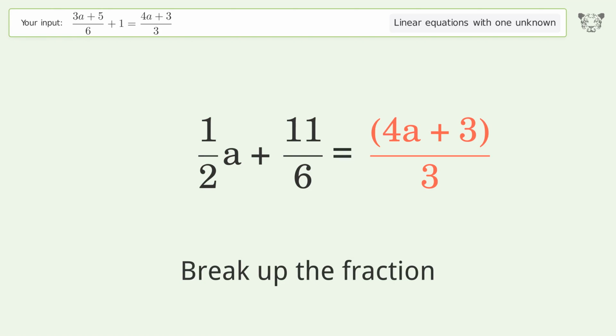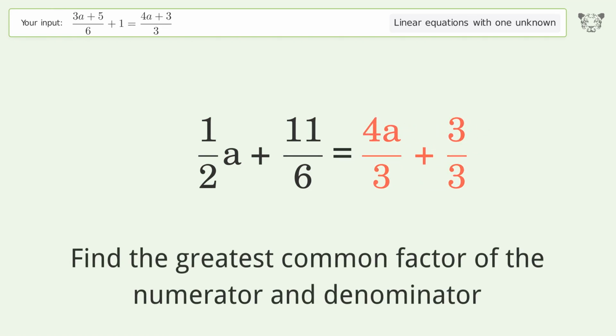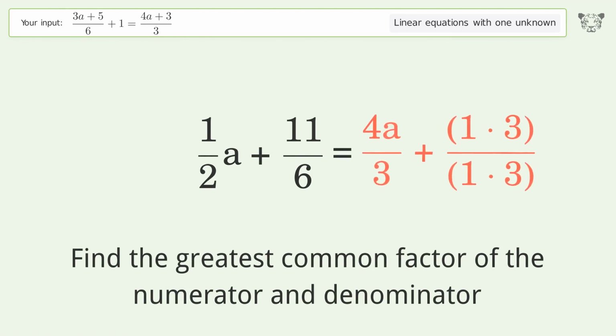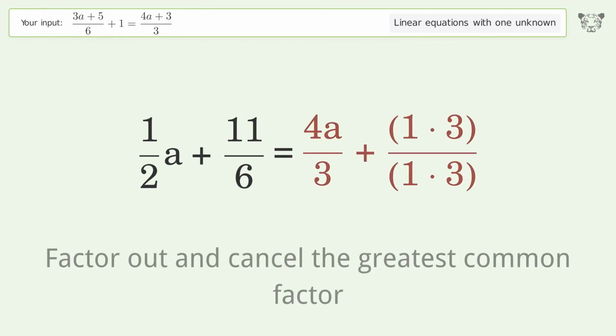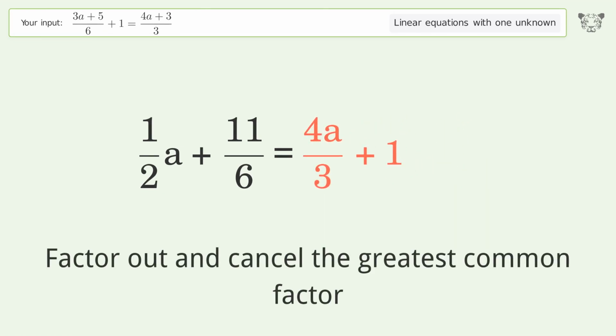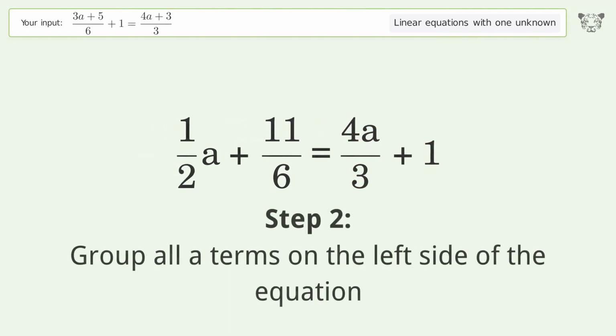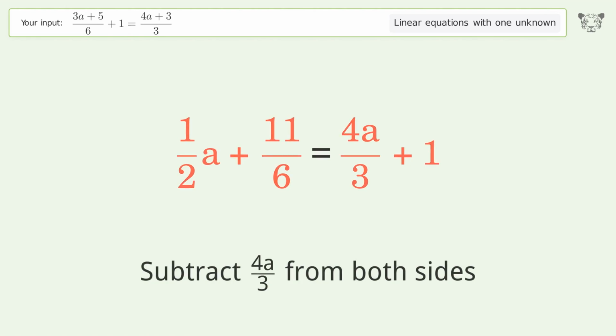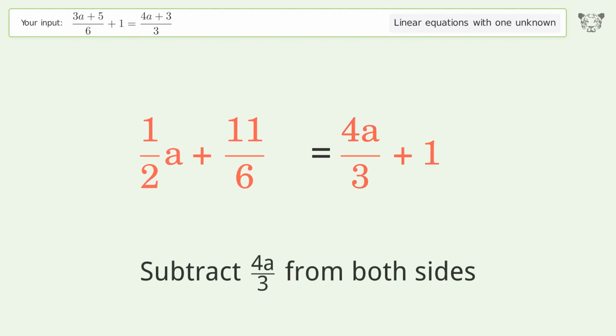Break up the fraction. Find the greatest common factor of the numerator and denominator. Factor out and cancel the greatest common factor. Group all a terms on the left side of the equation. Subtract 4a/3 from both sides.